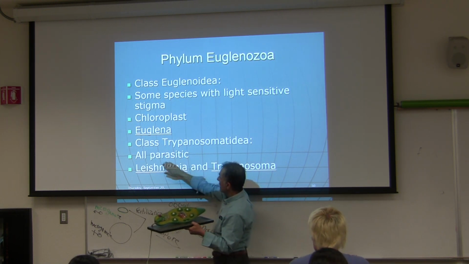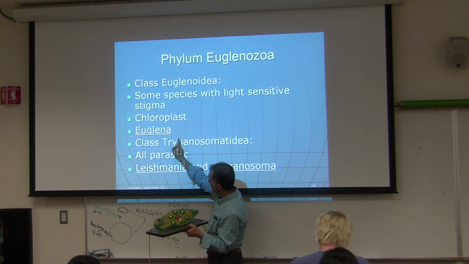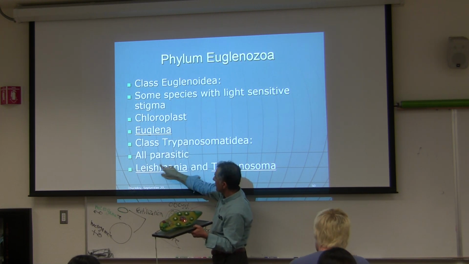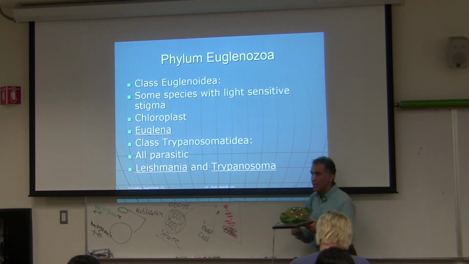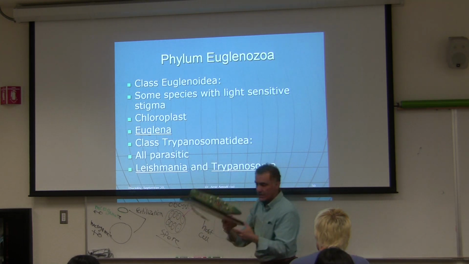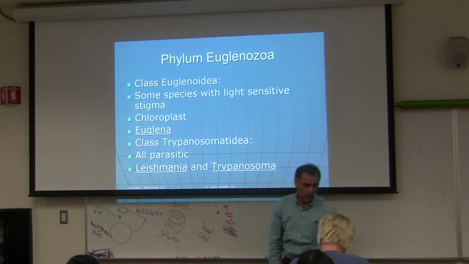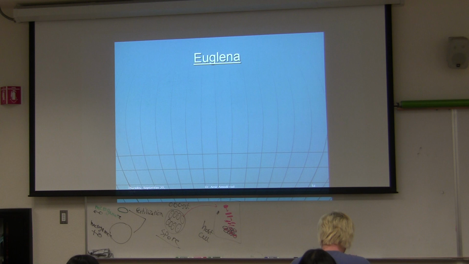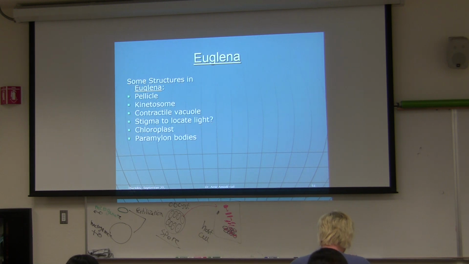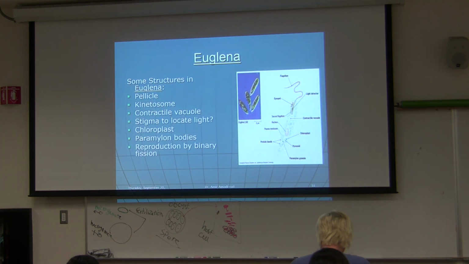And then class Trypanosoma brucei, they're all parasitic. This is a different class than class Euglena. And we have 2 slides in the lab, Leishmania and Trypanosoma. But let's talk about Euglena first before I go on and talk about Trypanosoma. Euglena, here they are.